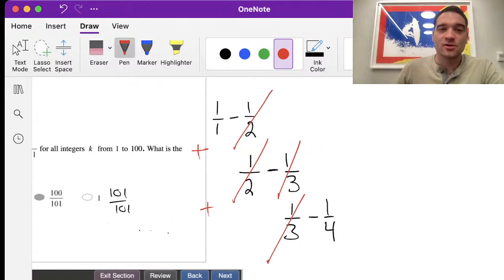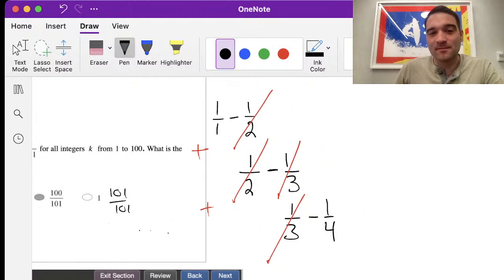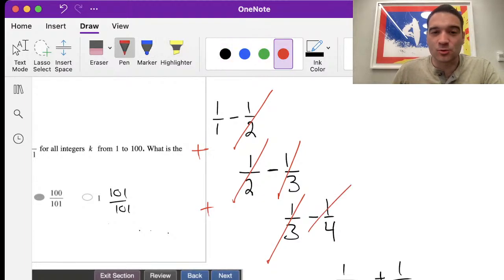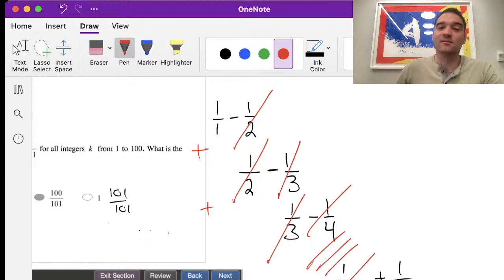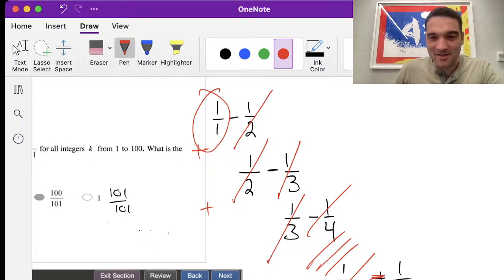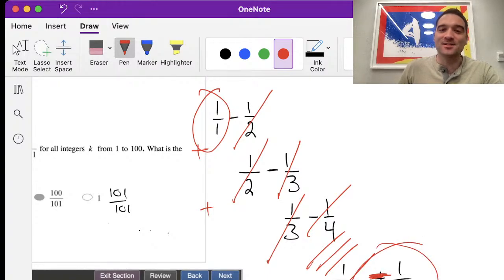B sub 100. So that's going to be 1 over 100 plus 1 over 101. Well, all of these numbers will have canceled out with each other, including that one. And what I'm left with is 1 over 1, sorry, that's a minus, 1 over 1 minus 1 over 101.